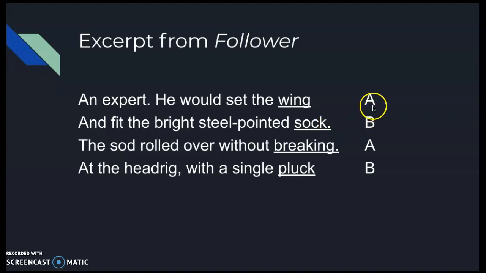Okay? So you might go all the way through M on a poem, if none of them rhyme. But then you probably wouldn't need a rhyme scheme. It's probably more of a free verse situation.